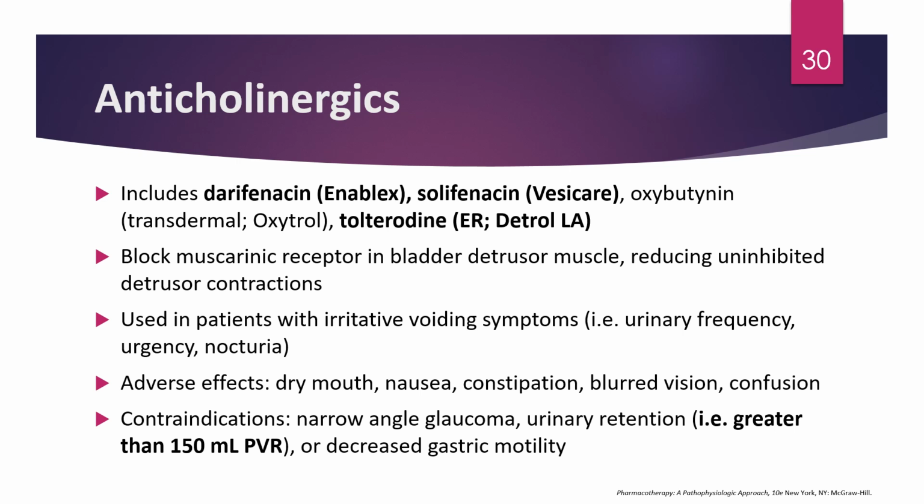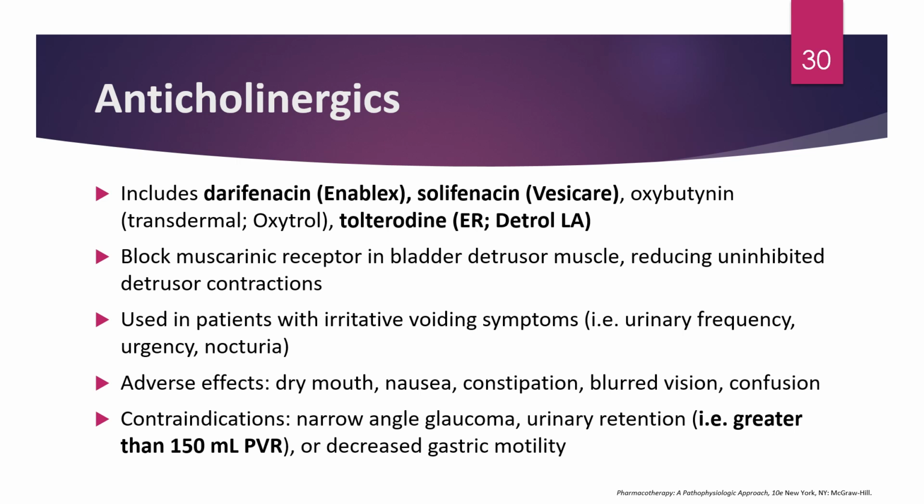The way that anticholinergics work is that they work in patients to block the muscarinic receptor in the bladder detrusor muscle, thereby reducing uninhibited detrusor contractions. And these are used in patients with irritative voiding symptoms, such as increased urinary frequency, increased urgency, and nighttime awakening to use the restroom, or essentially urination at night.